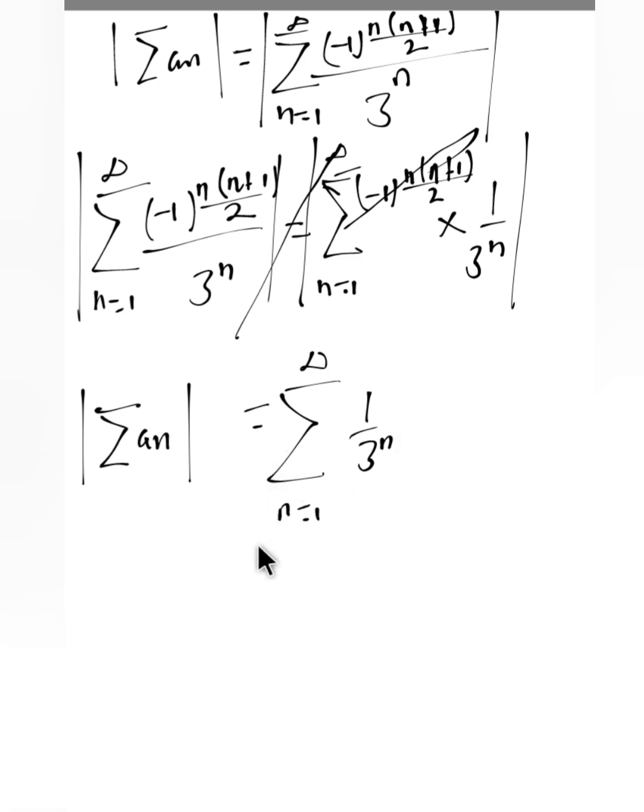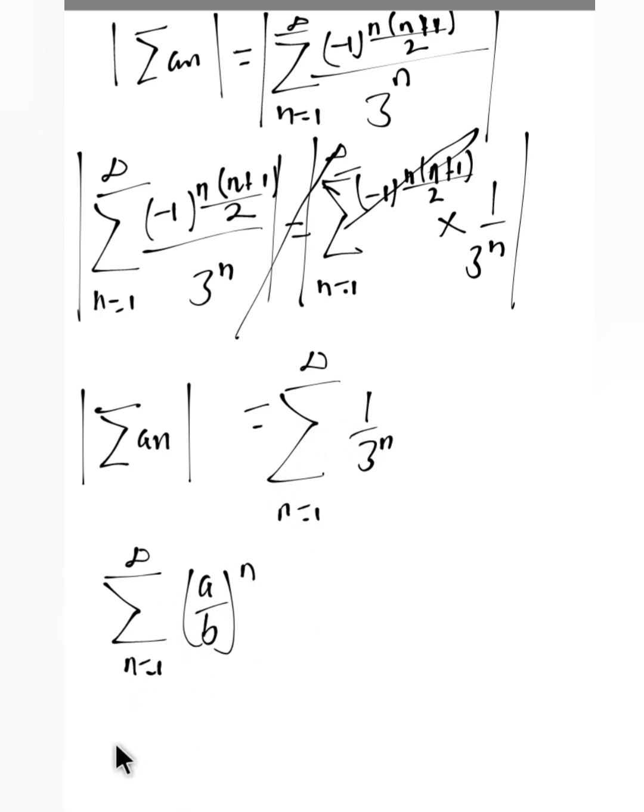Now look at this series carefully. What does this series look like? To which does it belong? With careful consideration, you observe that this is a geometric series. Remember that a geometric series has the form: the summation from n equals 1 to infinity of (a over b) all raised to the power of n. And these two are quite similar.